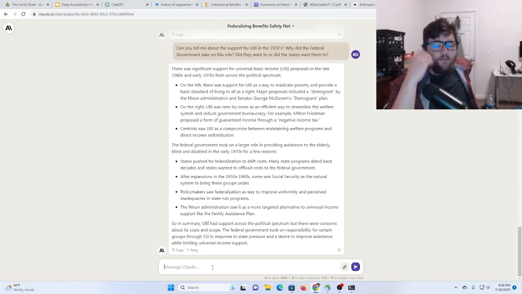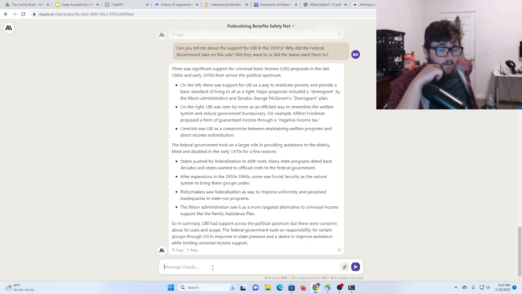Okay, so the federal government took on a greater role for a few reasons in the 1970s for SSI. States pushed for federalization to shift costs. Okay, that's what I was asking for. Many state governments dated back decades, and states wanted to offload costs to the federal government. And again, it's an inflationary period, so I can understand why they would be facing issues. And the federal government can always print more money, so they could probably handle it.